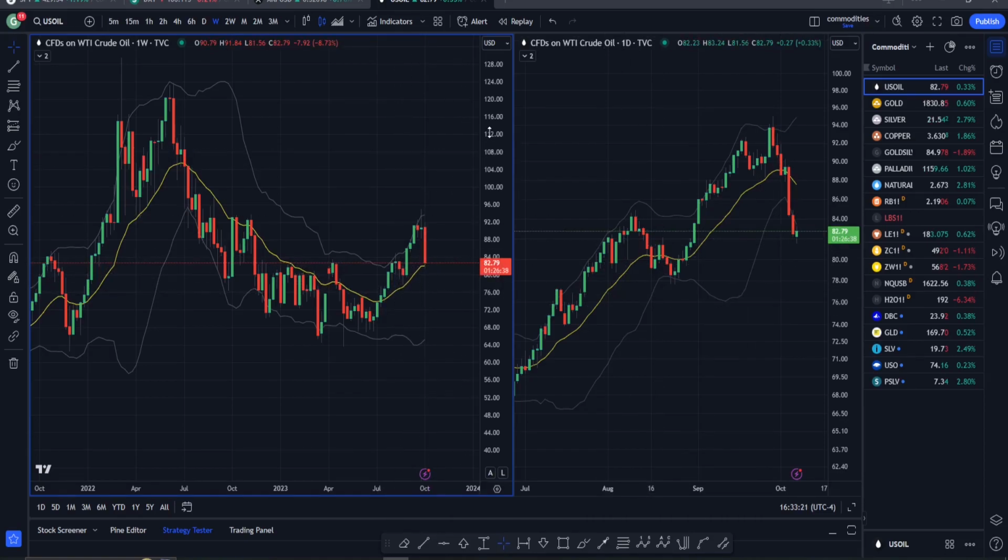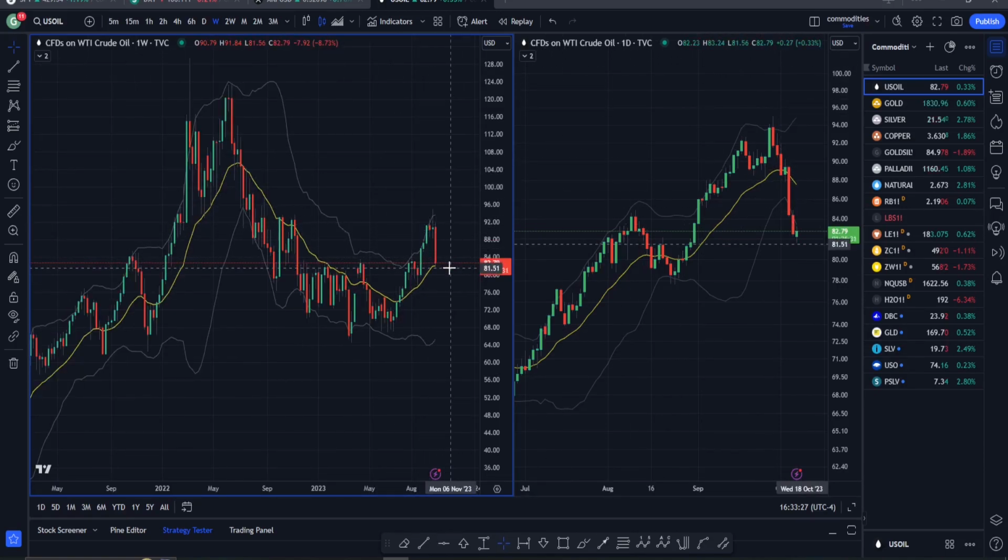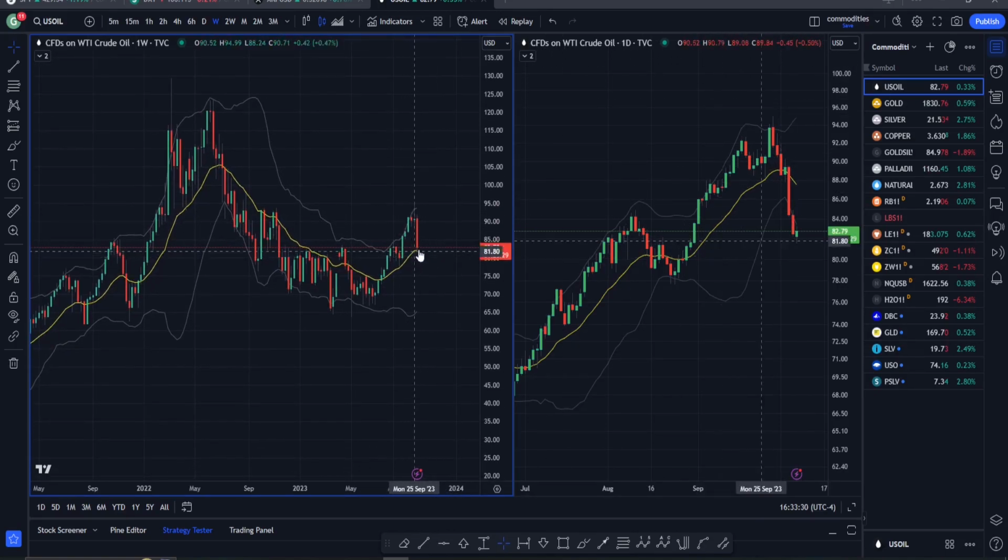So pulling into a major support level here, as you can see the bids coming in down here at a low of 81.56. So pulling into a pretty major level of support here, would maybe expect some type of slight bounce coming here in oil.